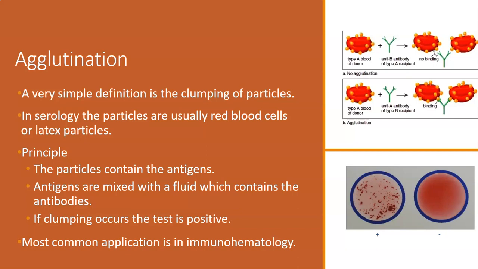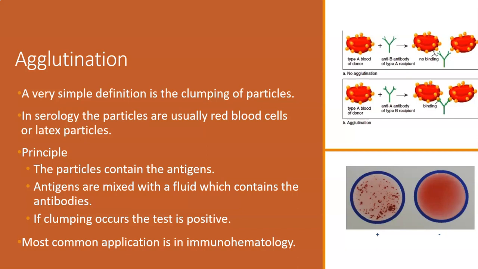So this shows the red cells being tested with two types of antibodies, anti-B and anti-A. So in the top picture, you have the type A with anti-B. Because these red cells do not have the B antigen, there's no binding. They're free in solution around the red cells. In picture B, where there's agglutination, you have a type A blood cell and an anti-A antibody, that's the reagent, and as you can see, binding does occur.